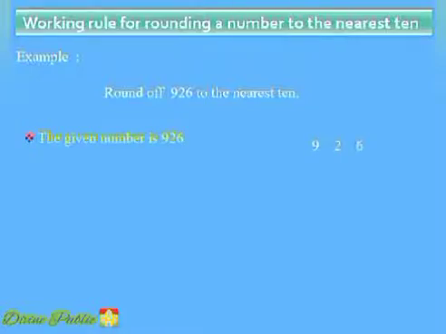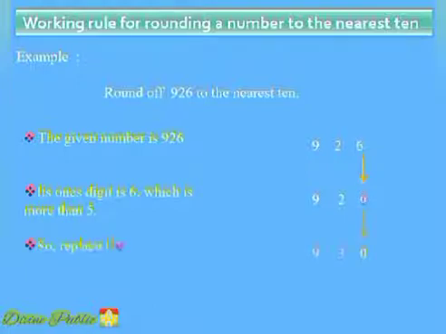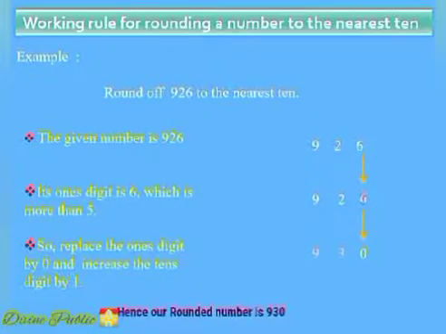Now, let us see another example. Round off 926 to the nearest 10. The given number is 926 and its ones digit is 6, which is more than 5. So, replace the ones digit by 0 and increase the tens digit by 1. So, our answer is 930.